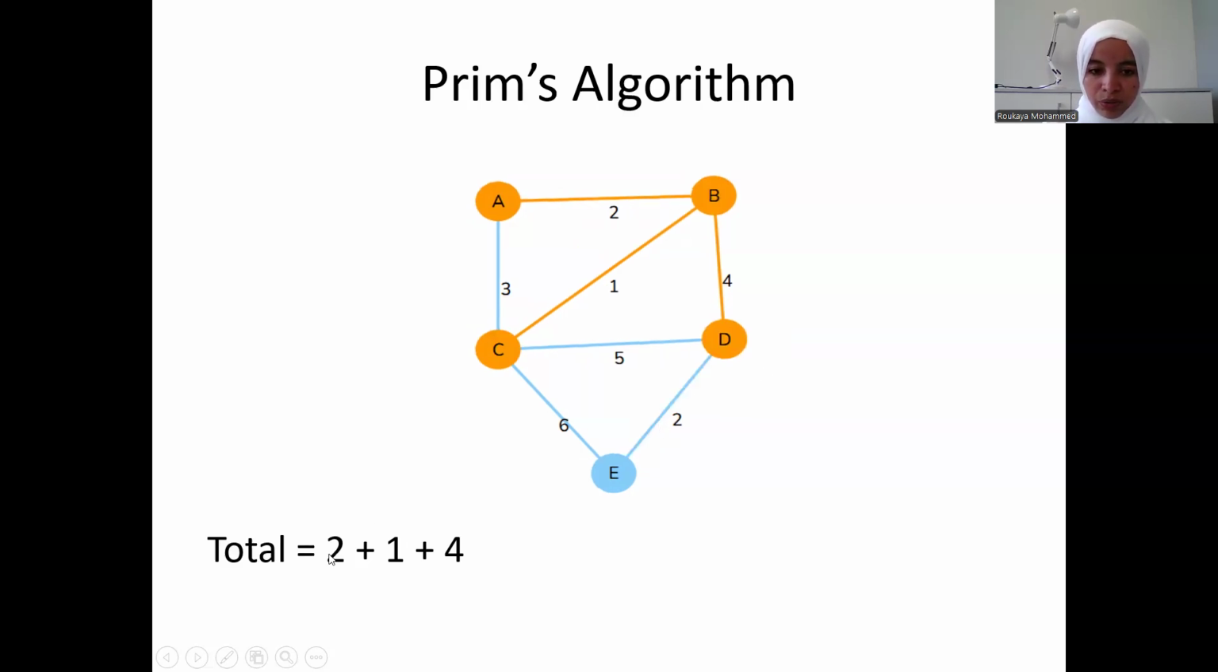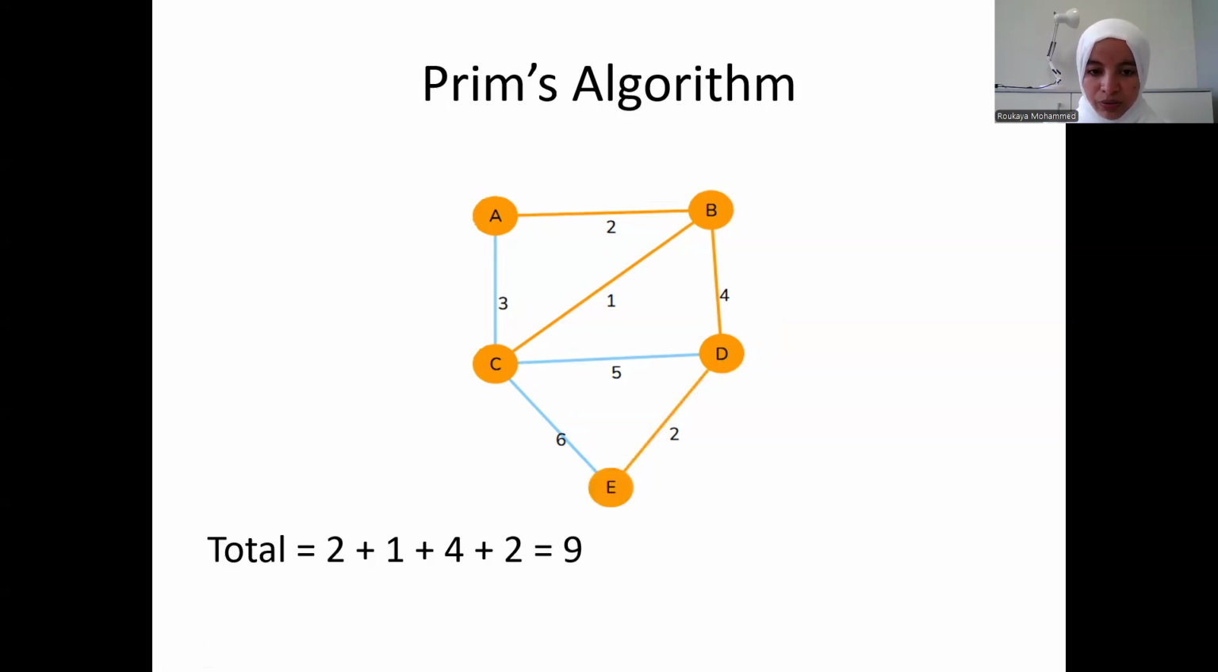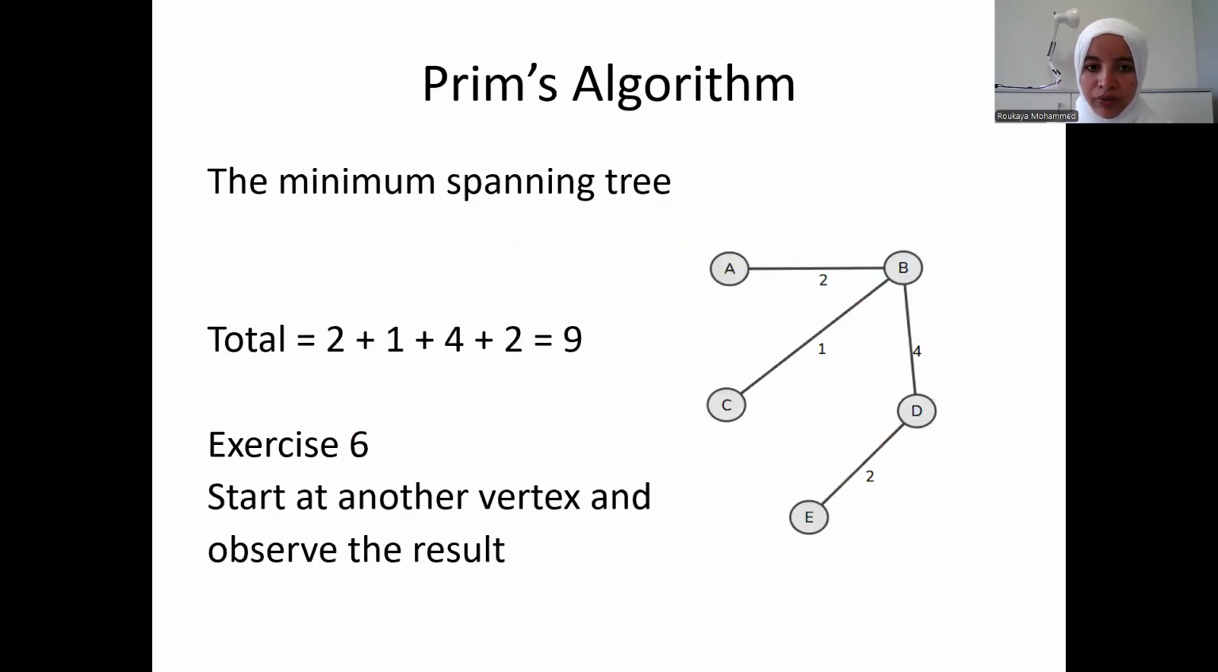This one too, and now we have a total of 2 plus 1 plus 4. Now, what is the minimal edge? It is this one, 2, that connects us to vertex E. Does it connect us to a new vertex? Yes, we take it, and now we have a total of 2 plus 1 plus 4 plus 2, which is 9. Now we have reached the state of termination where we have all the vertices A, B, C, D, and E of the original graph. We have them in our MST, so we can easily terminate. And now this is our minimum spanning tree with a total weight of 9.